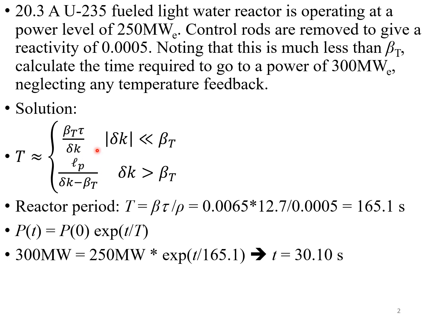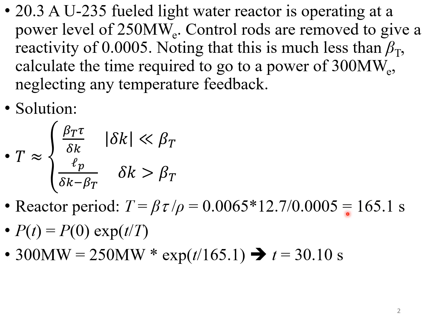Therefore, we are going to calculate the reactor period T first. The reactor period T is equal to beta tau over rho. The beta and tau are both constant for certain fuel, and for uranium-235, beta is 0.0065, and tau has been calculated as 12.7 seconds. So we use the beta, which has no unit, times the tau, then divided by the reactivity or the delta K, which is also no unit. We have the reactor period.